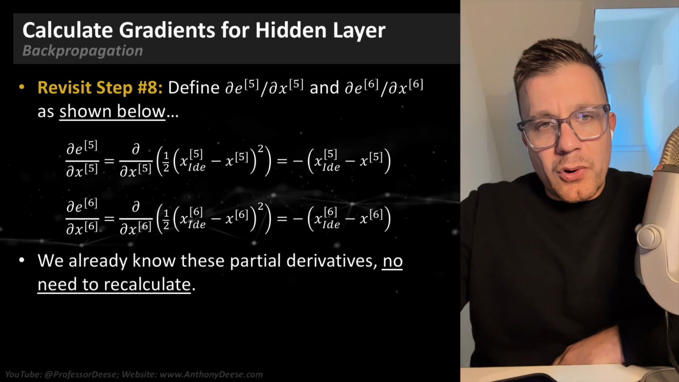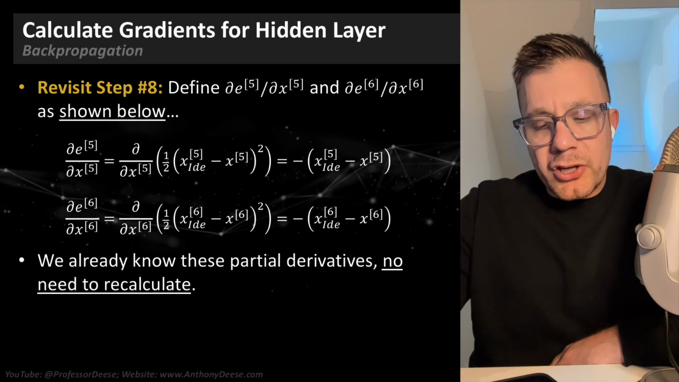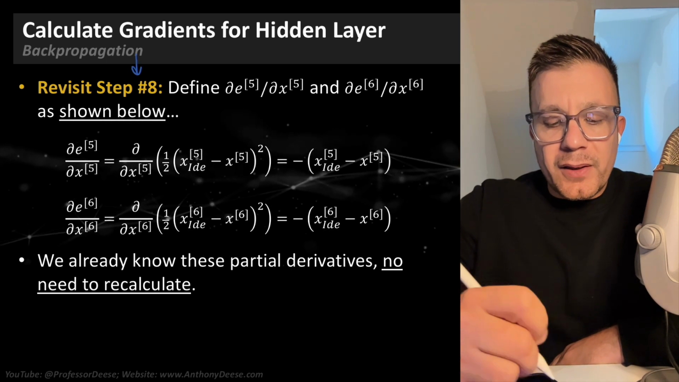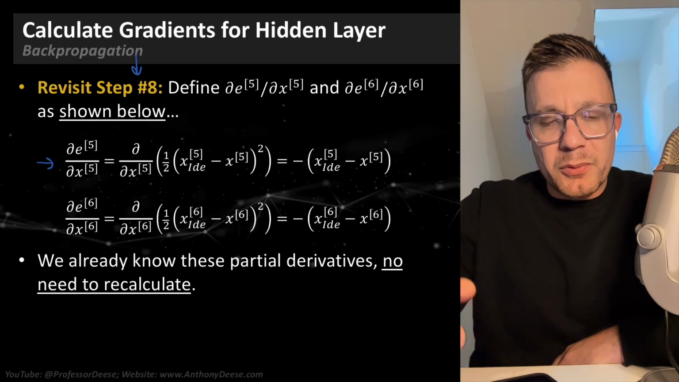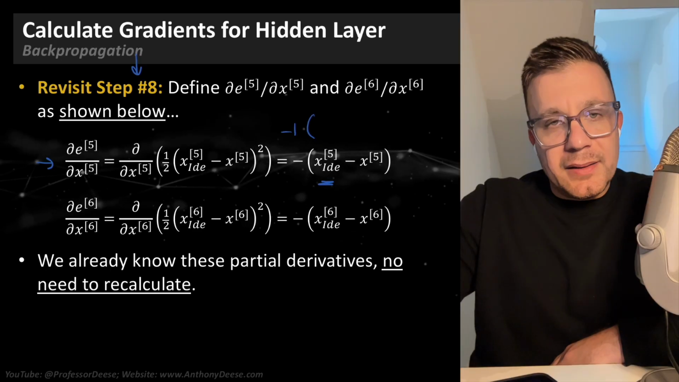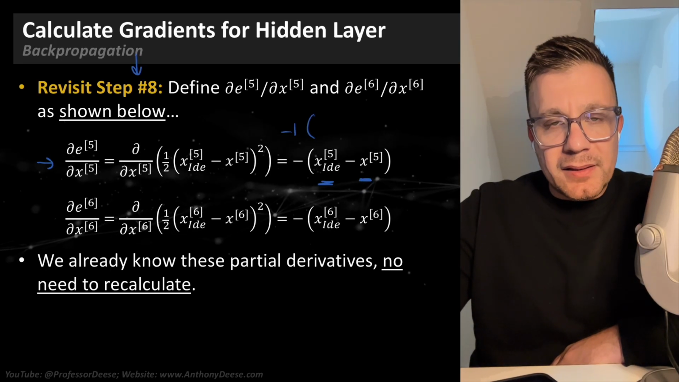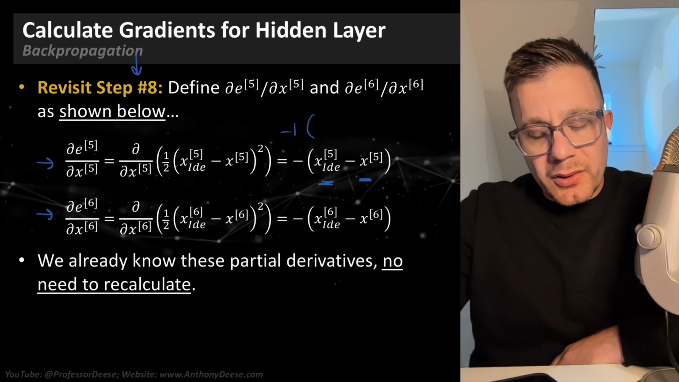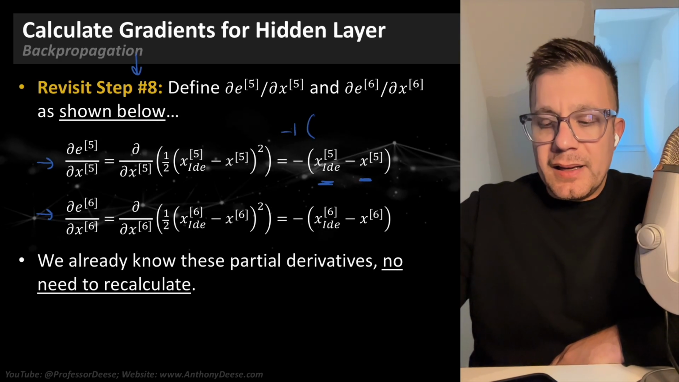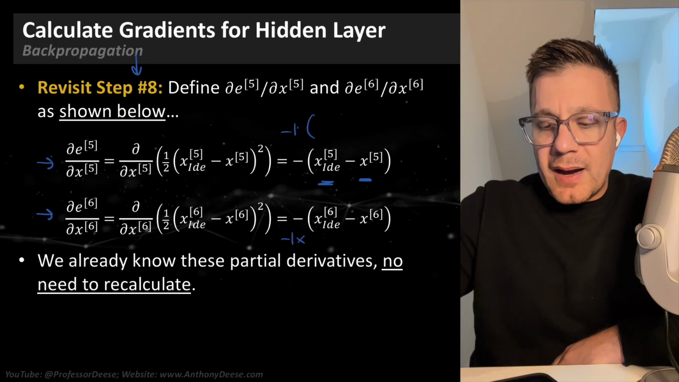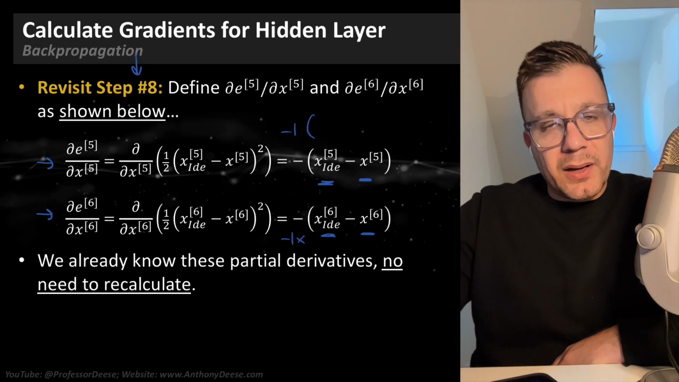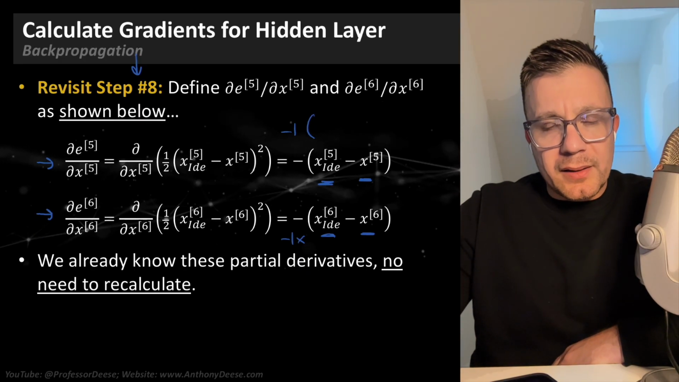Fortunately, two of those factors are already known. We defined them as part of our derivation for the output layer, so we can revisit step 8 from that part of the derivation and observe that the partial derivative of error component E5 with respect to state x5 is known, and it's equal to -1 times the difference between the ideal state of node 5 and the estimated or calculated state of node 5. We have a similar expression below that. The partial derivative of error component E6 with respect to state x6 is equal to -1 times the difference between the ideal state of node 6 and the estimated or calculated state of node 6. Again, we already know these partial derivatives, so there's really no need to recalculate them.